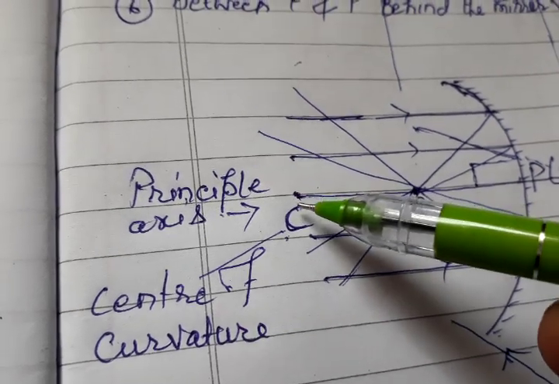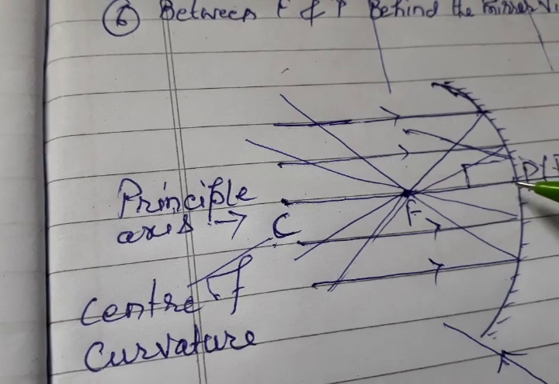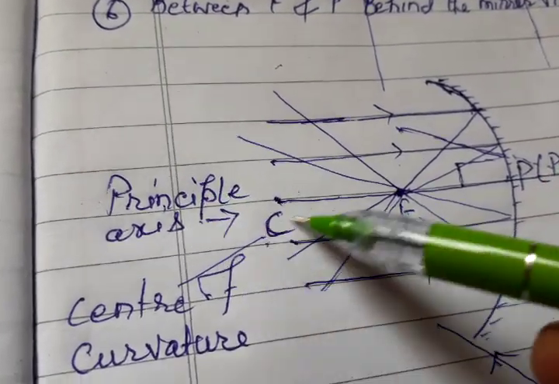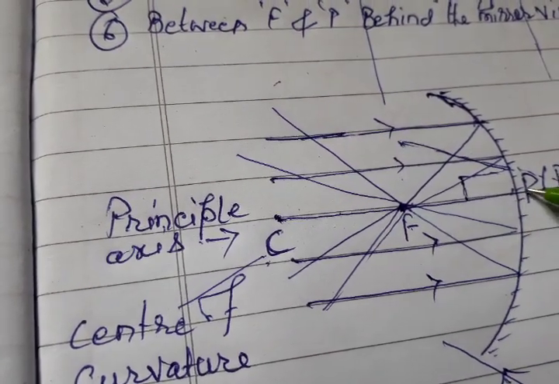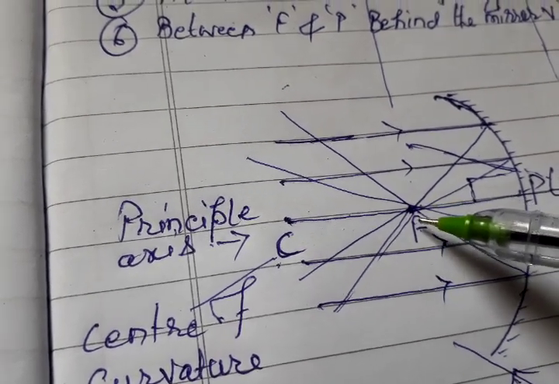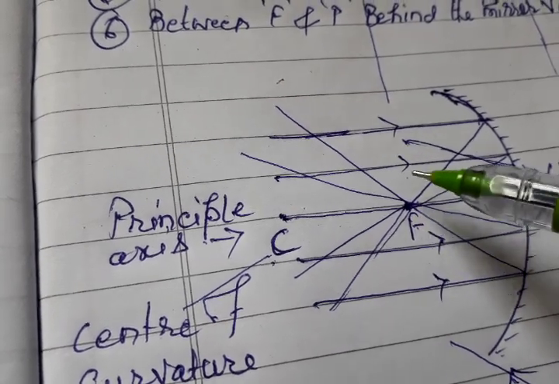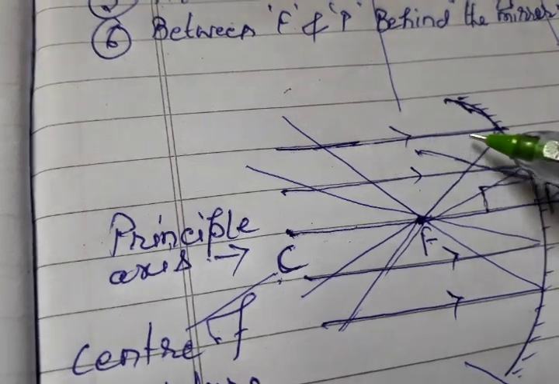The line which goes through the pole of the mirror is called the principal axis. So this line is the principal axis. This is the pole, this is the center of curvature, this is the focus. Focus, where the focus is in the spherical mirror, we can see.